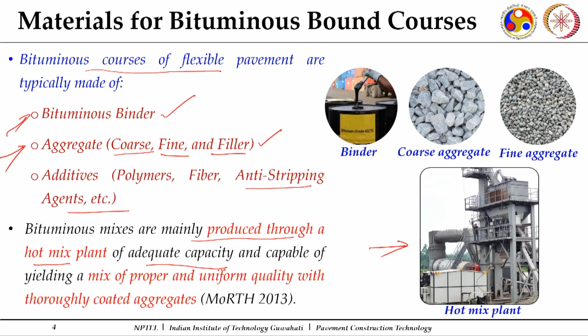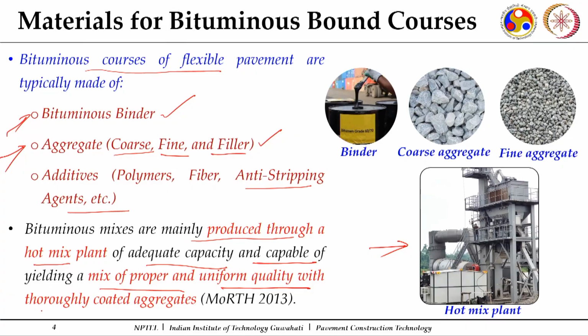It depends upon how much quantity of production you require per hour, and it should be capable of yielding a mix of proper and uniform quality. This is important because here a control is there with respect to the uniformity of the mix in terms of aggregates, binder, and the temperature at which the mix is produced, so as to have thoroughly coated aggregates. This is the purpose.